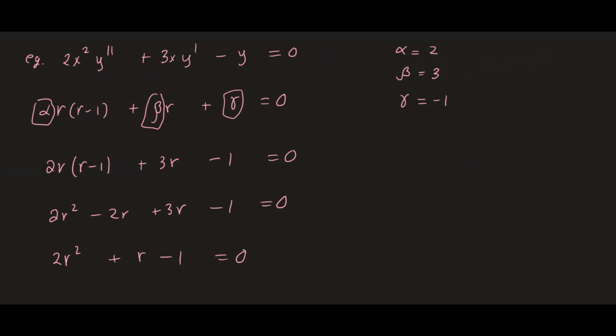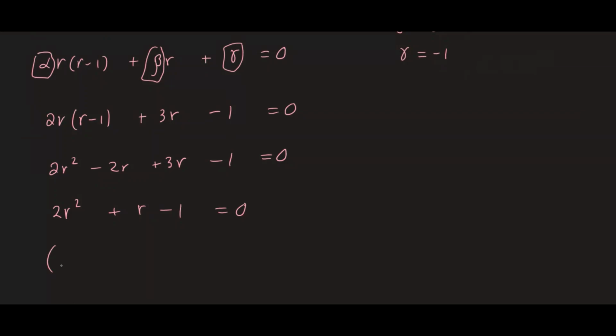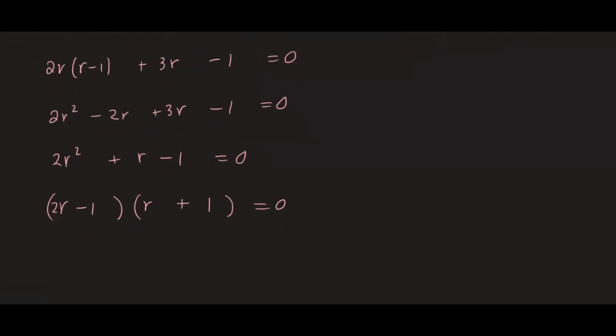And now we can go ahead and try to factor this. So this can be factored into, let's say, 2r and r. And now we can try to factor this. This can be factored into, let's say, 2r minus 1, and then I can do plus 1 here. Will that work? Yeah, looks like this will work. So we know our roots are r1 is equal to 1/2, and r2 is equal to -1.